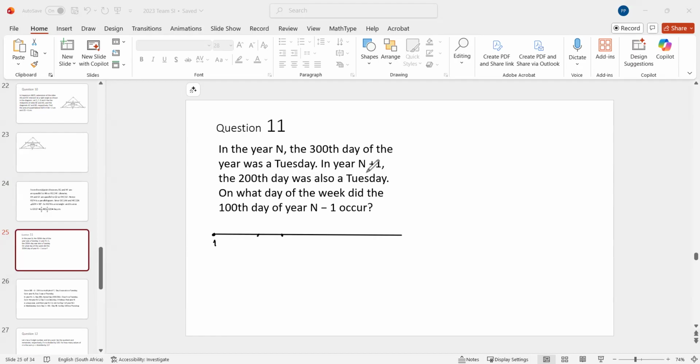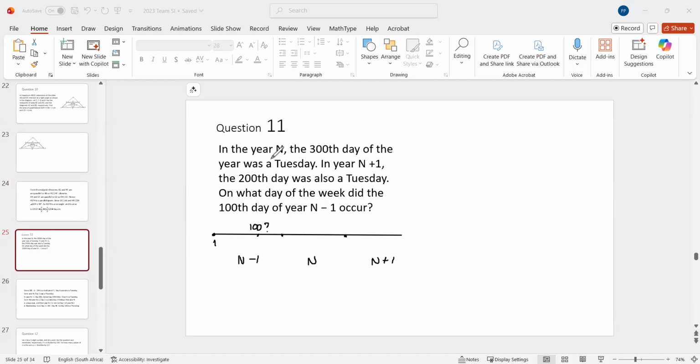You've got the years N, N plus 1, and N minus 1. So let's imagine that this is year N minus 1, and this is year N, and the year N plus 1. They mention these 3 consecutive years. And the question is, on what day of the week is the 100th day, you've got 365 or 366 days here, but the 100th day, what day of the week is it?